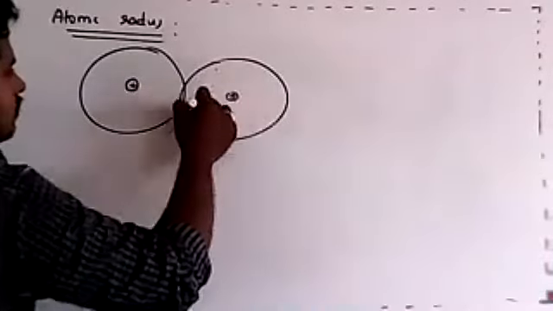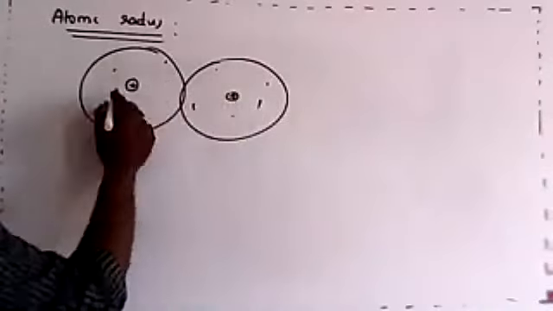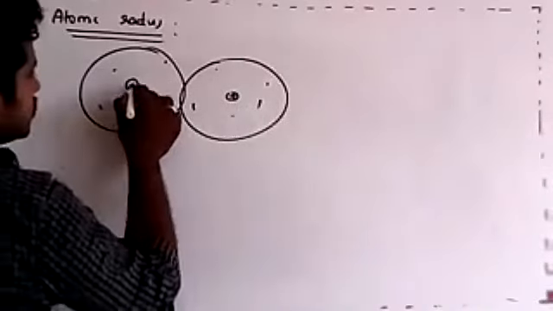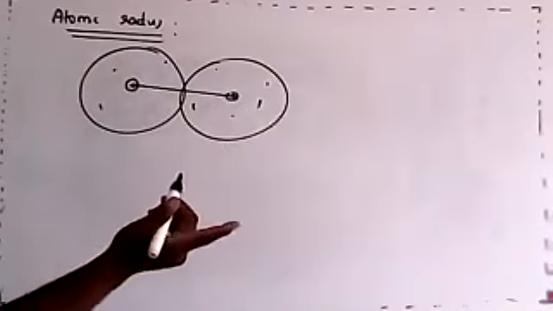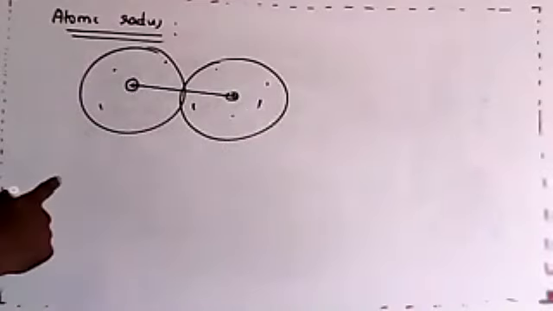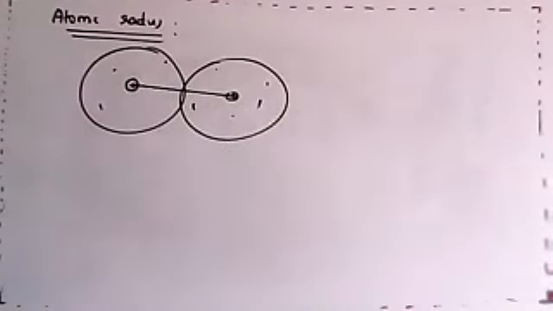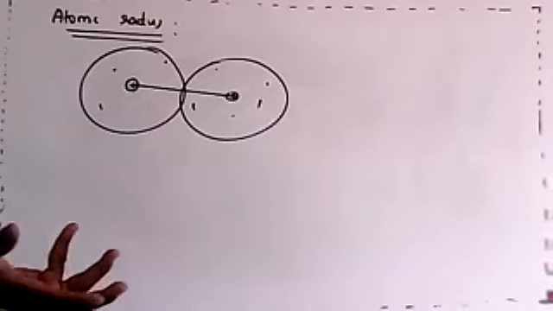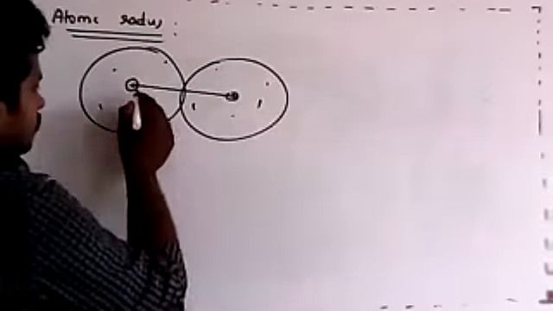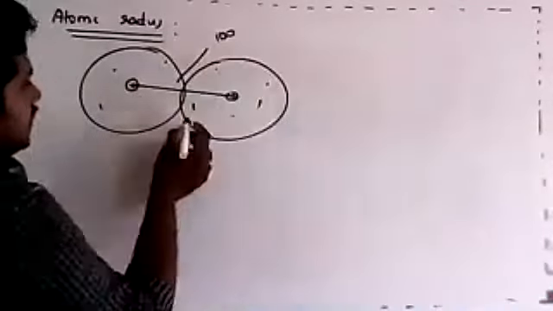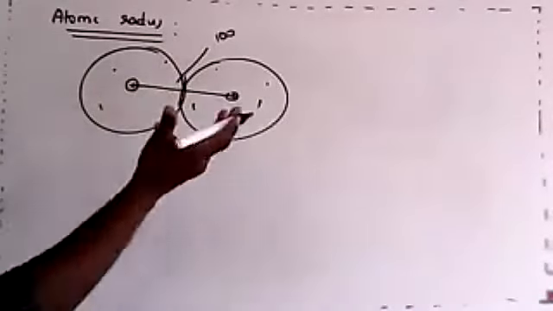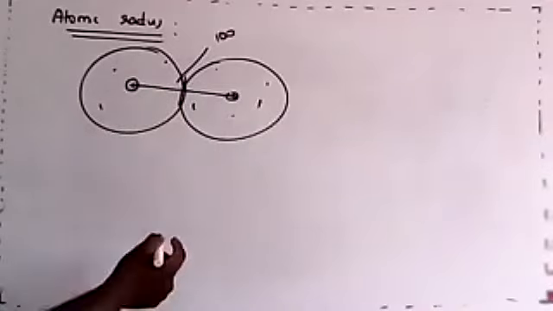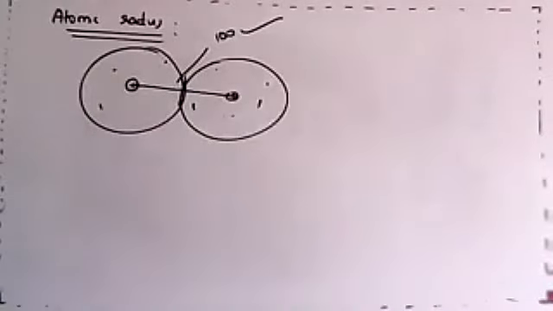Then whatever may be the electron position, the nucleus position is fixed. So we'll measure the distance between these two nuclei. If you know the distance, how do you find the radius? Just halve it. So if you find the value of this distance as 100, the actual atomic radius is half of that value. By that way we can find out the atomic radius.